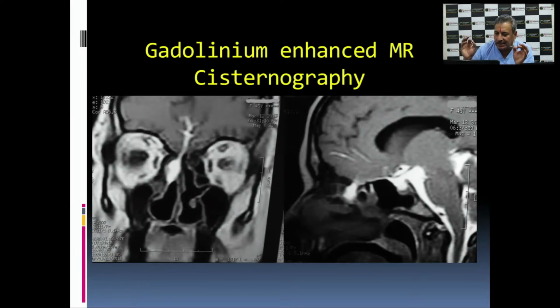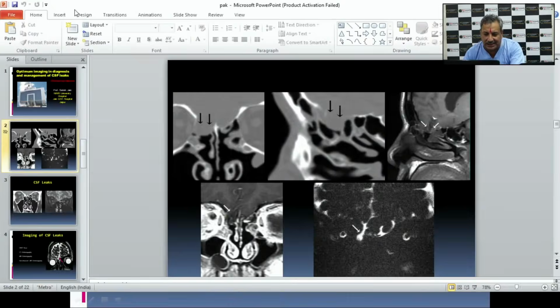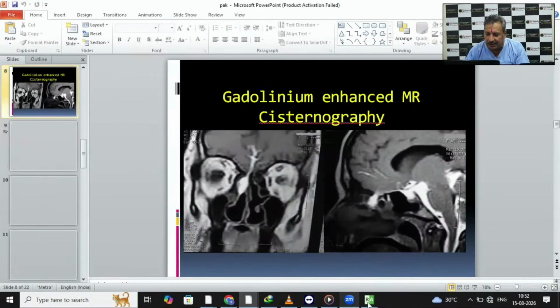So this is the investigation of choice to pick up the intermittent CSF leak: gadolinium enhanced MR cisternography. This is the investigation of choice. In an intermittent leak, when the leak is continuous, your simple 3D DRIVE MRI will pick it up. Now in some situations, let me give you certain examples.